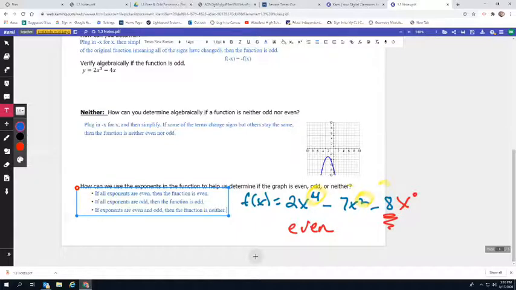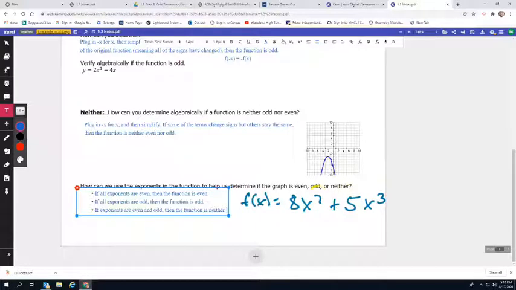Okay, let's do another one. Let's do something like 8x to the 7th plus 5x to the 3rd. Again, we're focusing on the exponents. Both of those are odd. That makes this an odd function. Okay, let's do another example.